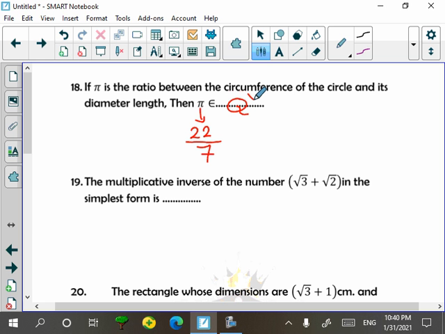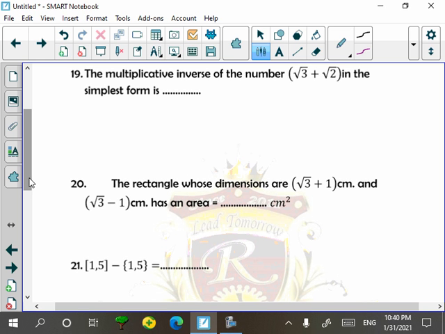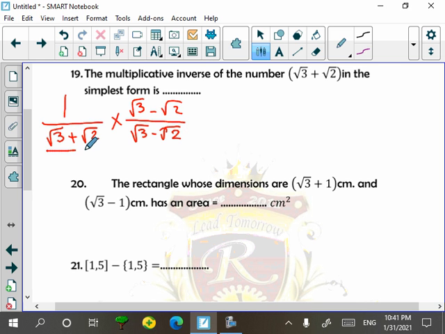Number 19. The multiplicative inverse of the number root 3 plus root 2 in the simplest form. We will write the multiplicative inverse as 1 over root 3 plus root 2. How can we solve 1 over root 3 plus root 2? By multiplying by the conjugate, root 3 minus root 2, and in the denominator root 3 minus root 2, the same denominator but with a different sign. If the sign is positive, it will be negative, and if the sign is negative, it will be positive.